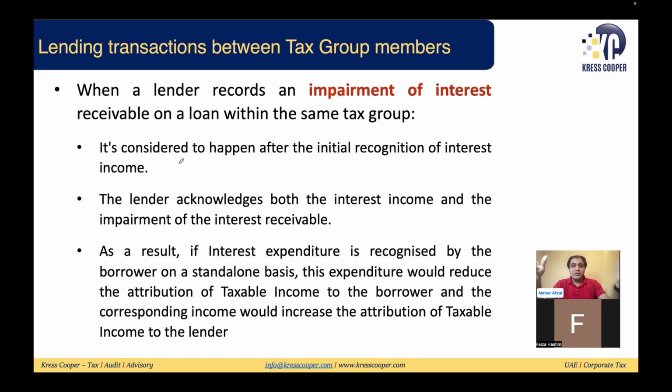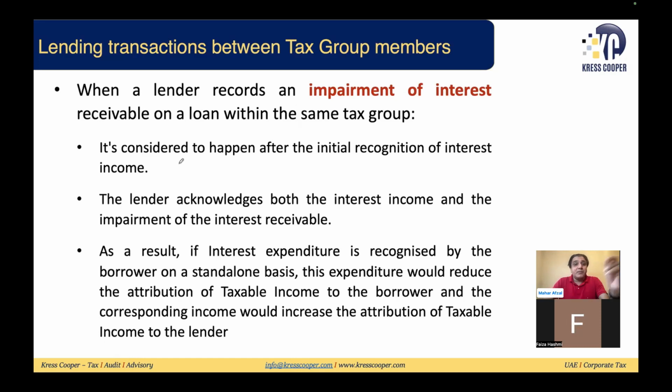This is a simple rule. So you can go through this. It is considered to happen after the initial recognition. The important thing is, whenever the lender is impairing the interest on a loan, the law says first they need to recognize the income, then they need to reverse it. It will have a nil impact on their financials. So it is considered to happen after the initial recognition of interest income.